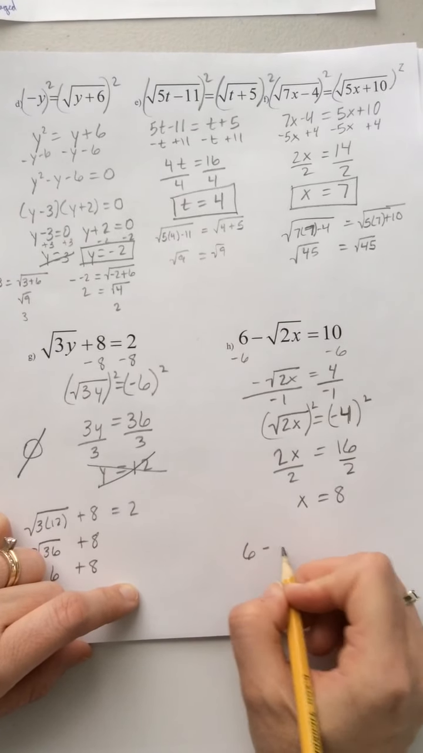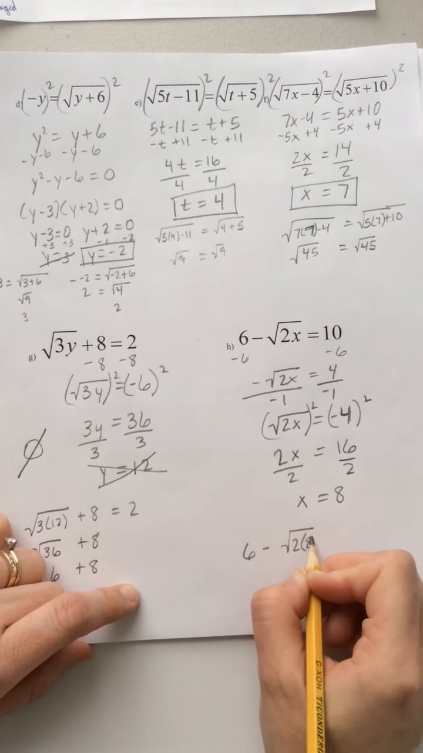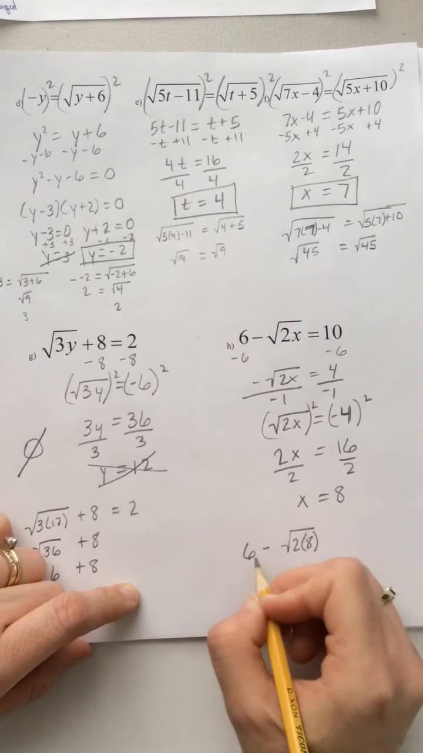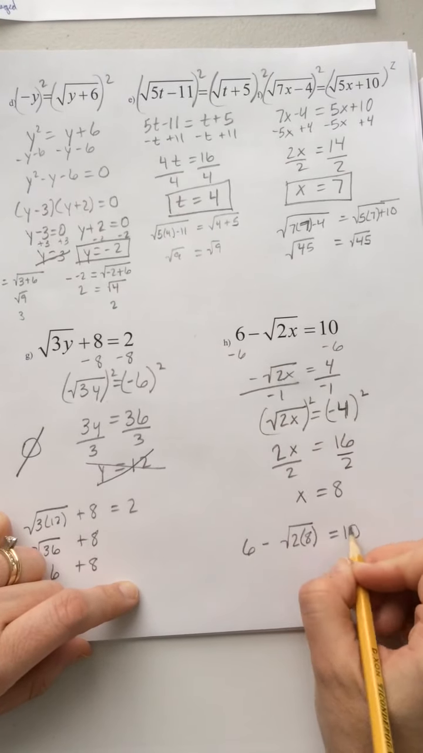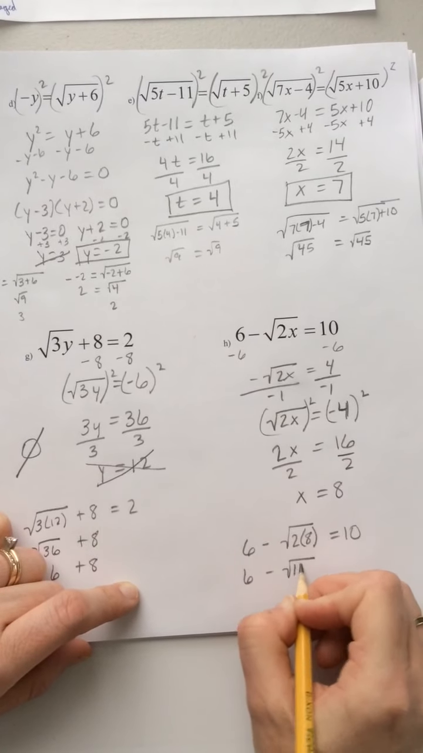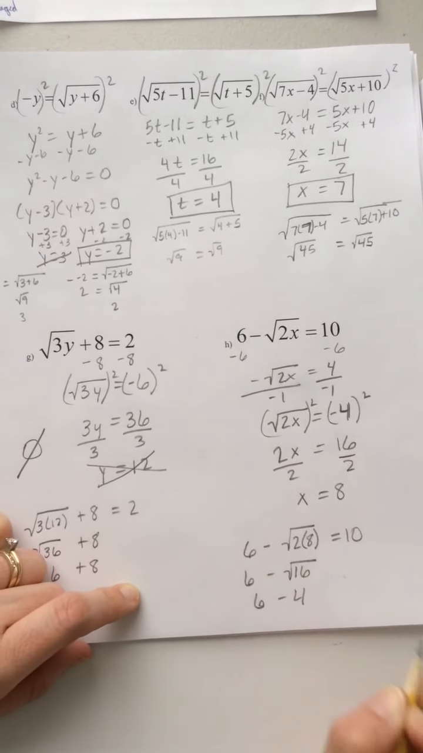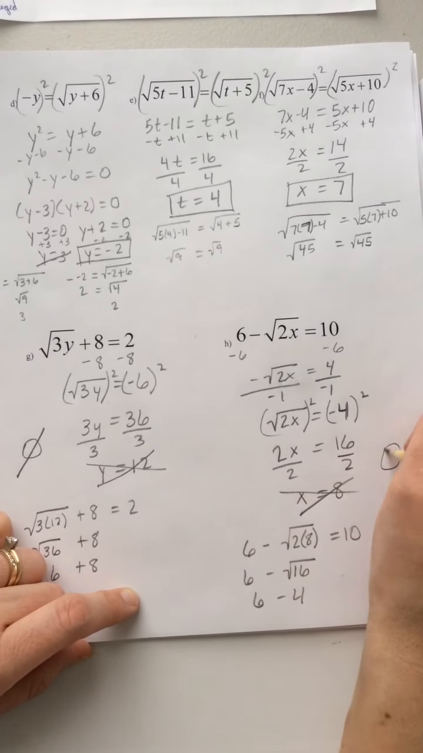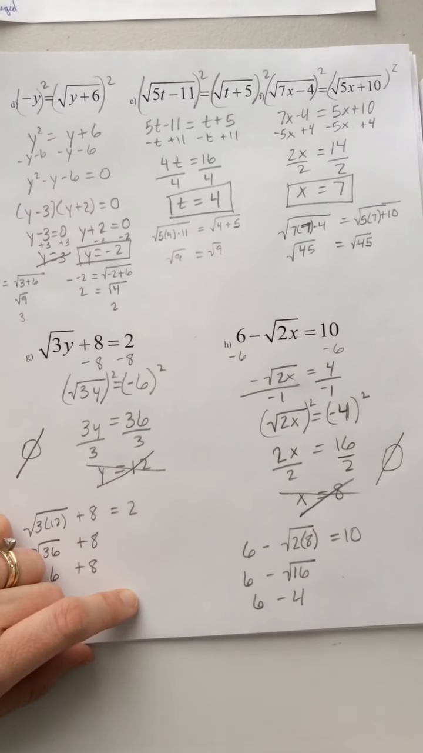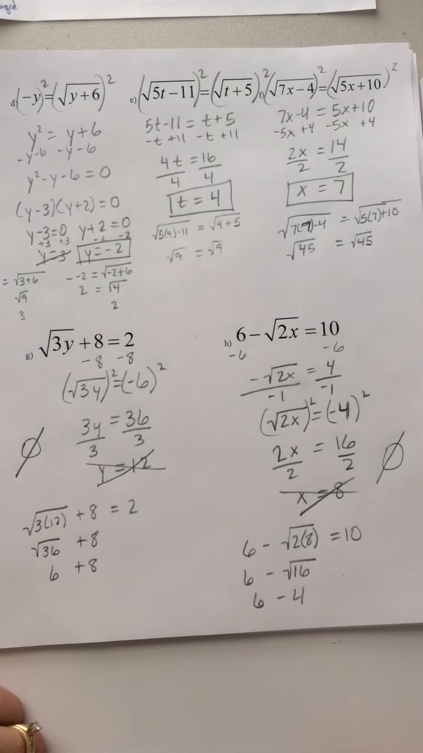Let's check it. Trying to figure out if 6 minus radical 2 times our x value, which is 8, is equal to 10. So 6 minus radical 16 is 6 minus 4 equal to 10. It is not. That's an extraneous solution. We have no solutions that work, therefore there is no solution.